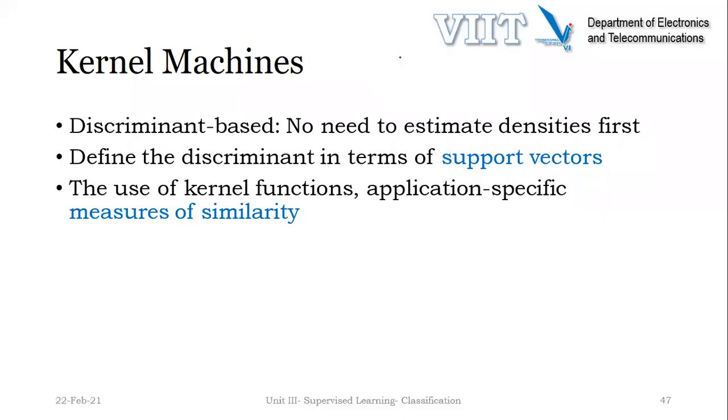Already we have talked about the use of kernel functions, application specific measures of similarity. Later we are going to see how kernel engineering is used. There we are going to see how the exponential basis, that is Gaussian basis, is used for kernel engineering. So that we are going to do.